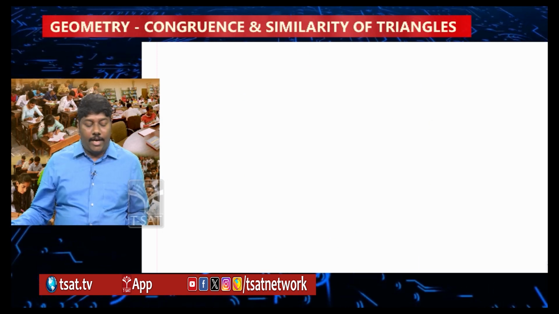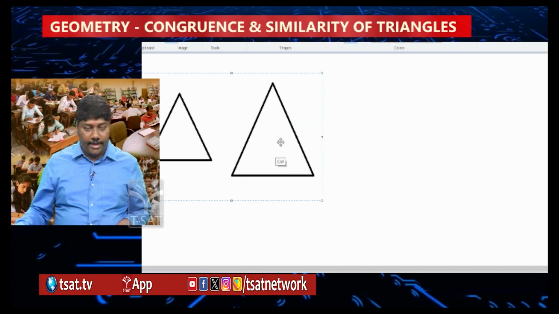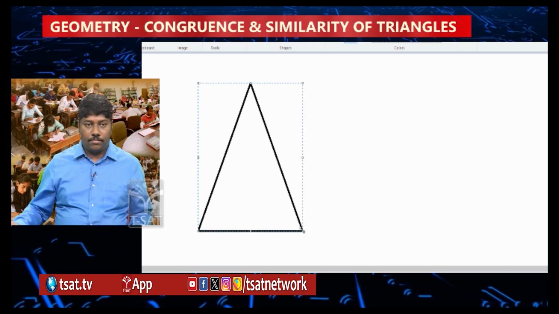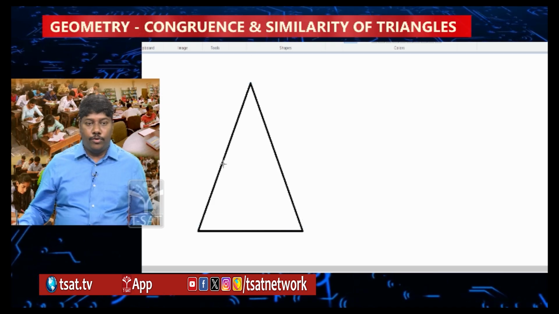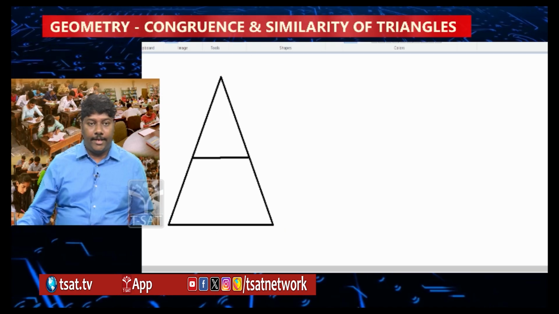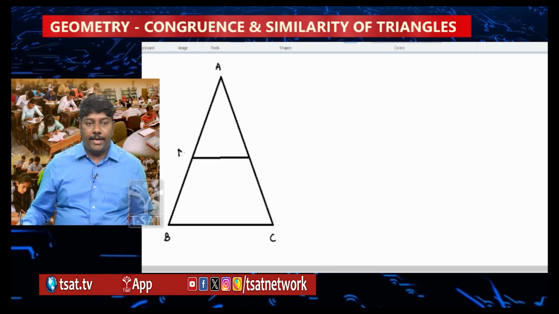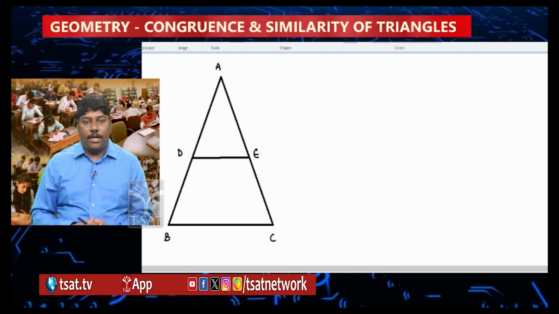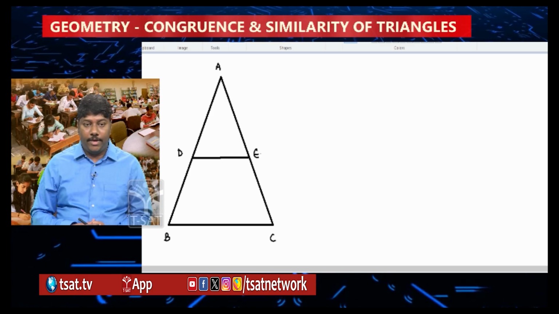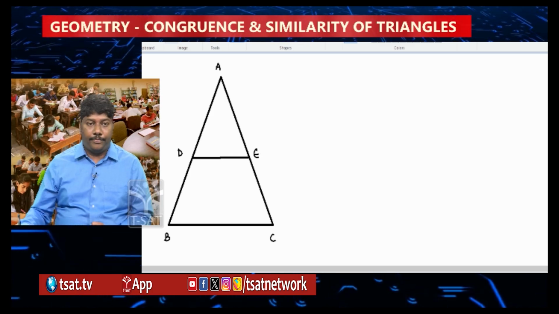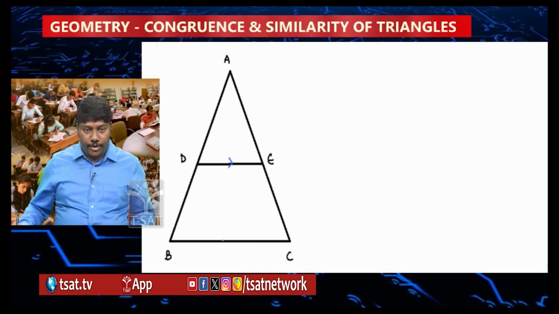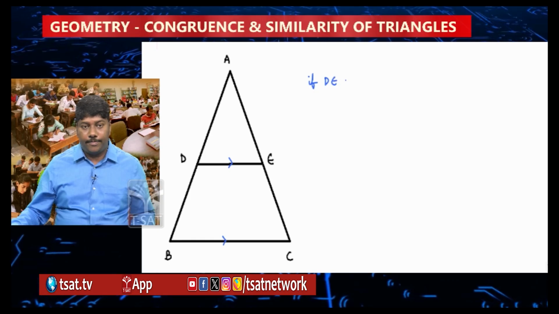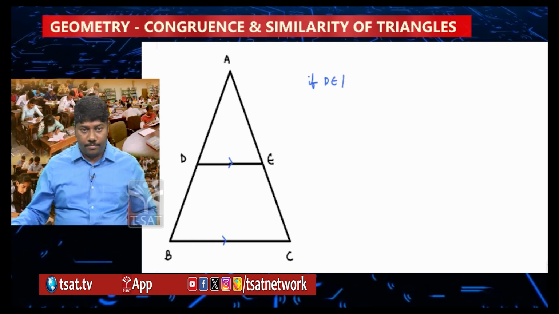Now, the most frequently asked questions are in a single triangle. I am taking the triangle ABC. I have taken 2 points D and E. D and E are the 2 points on the sides AB and AC respectively. DE is parallel to BC.